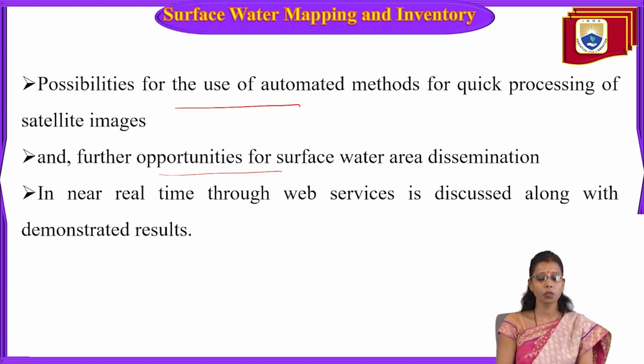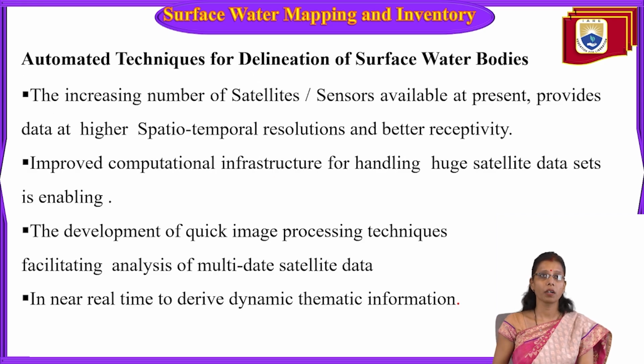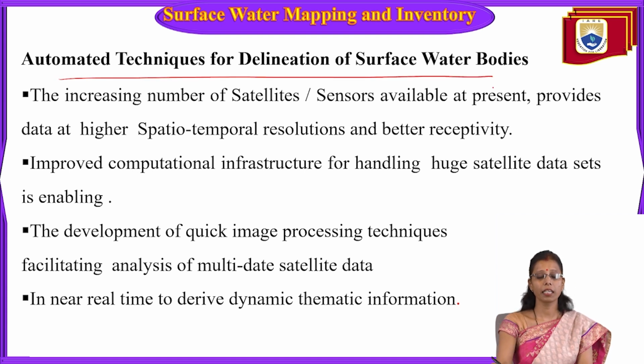In near real time through web services, it is discussed along with the demonstrated results, what results are happening in such areas, and it will give us the proper automated methods used. It will give us the surface water mapping and inventory images, with the help of which we can find the proper information of such areas. Now, automated techniques for the delineation of the surface water bodies. We have different automated techniques which can be used for the delineation of the surface water bodies.